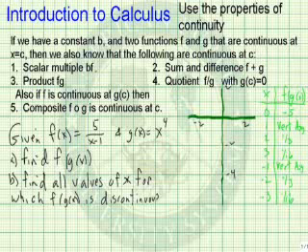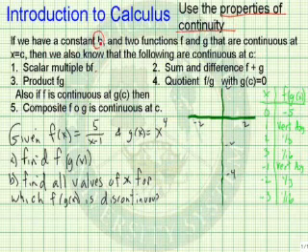We now want to extend our use of continuity by looking at the different properties of continuity so we can find shortcuts to determine if a function is in fact continuous. If we start with a constant b, some real number, we have two functions f and g, and both of these are going to be continuous at our x value equal to c.